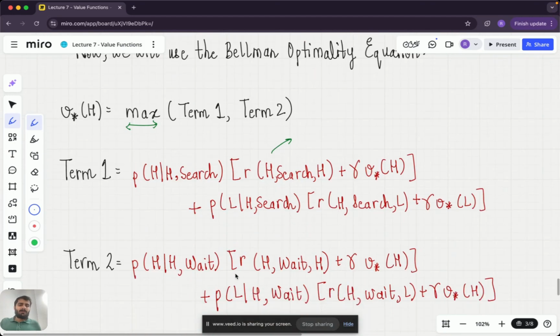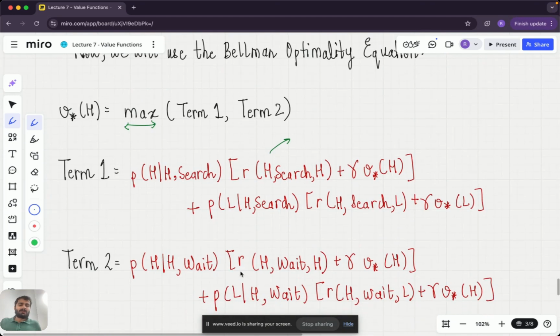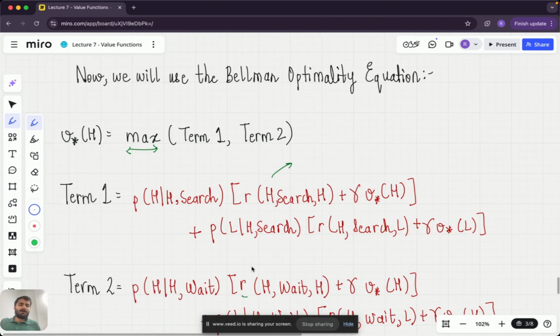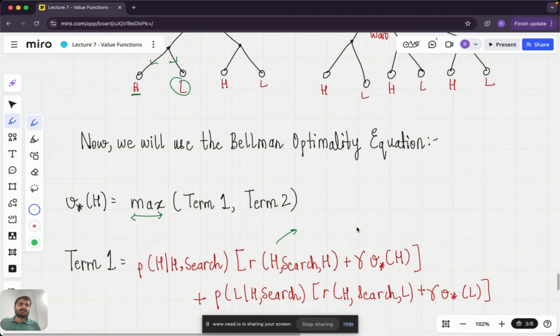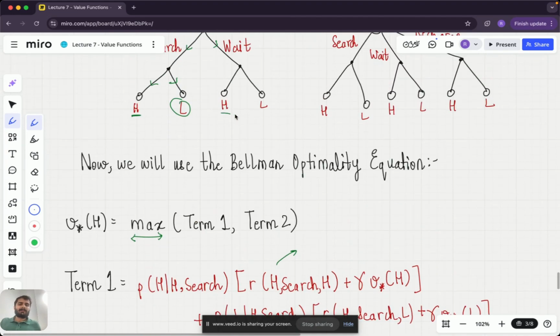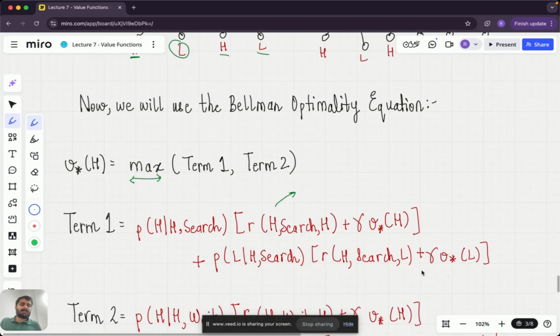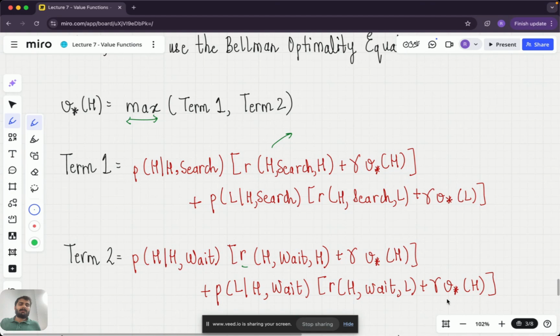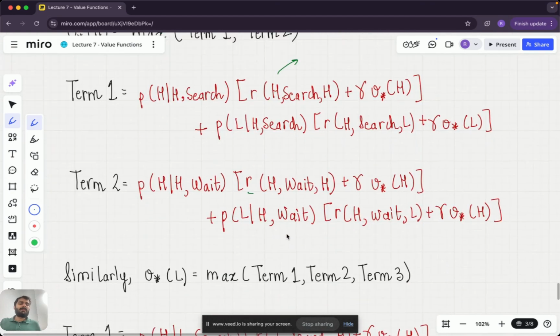And term 2 is very similar, but we have this other half of the diagram. And here also the inner bracket is the reward collected along the way plus gamma times the value of this state, and the second term is the reward collected along this path plus gamma times the value of this state. And then again we are multiplying that with the probability of the agent reaching that state from the high state.